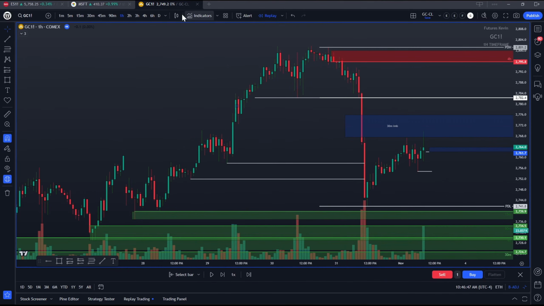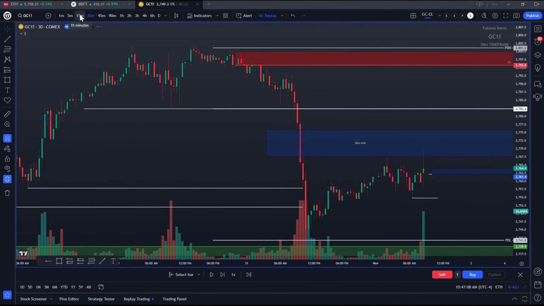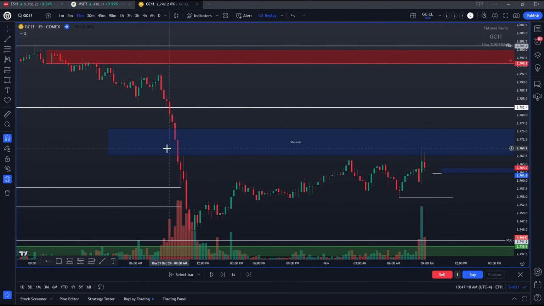I see that we have a very large 1 hour imbalance right here, right? So this imbalance usually needs to be tested. We also have a bit of a breaker block too. So that tells me this whole area is a huge area that there might be some resistance or might be some sellers. So now that I found my larger area, I could come down to a 30-minute or even potentially a 15-minute to try to find some type of area of interest.